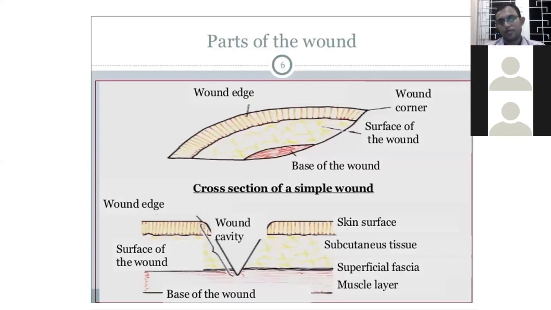And another thing that you must remember when you are seeing a wound is the parts of the wound. How to describe to yourself and how to examine a wound. What are the parts of a wound? There is a base, there is a surface, and there is the edge. And some wounds, good wounds, have corners. Surgical incisions and stuff, they have corners. It's good to have a corner actually.